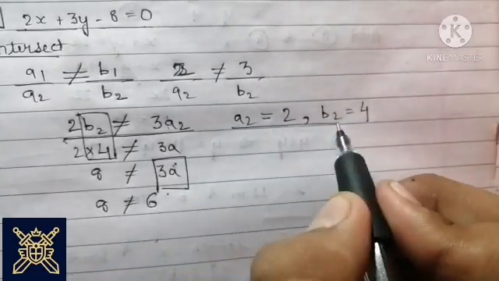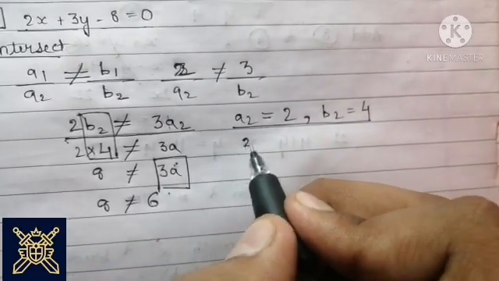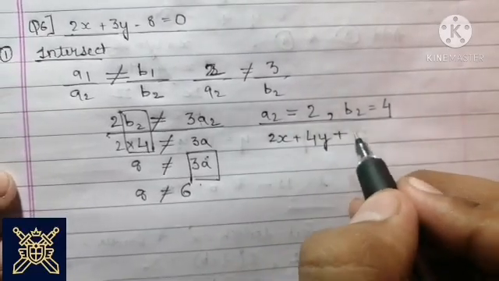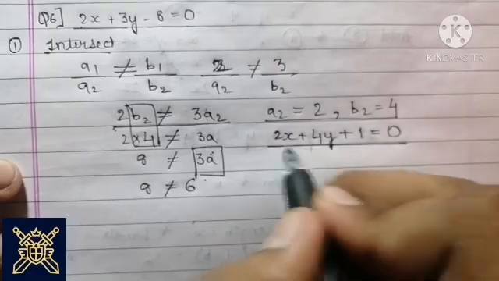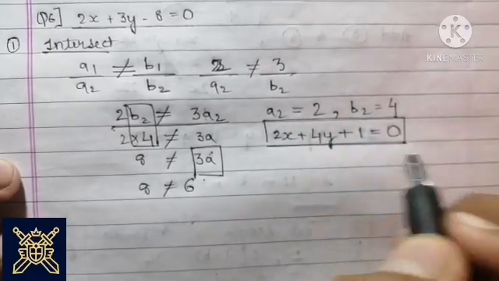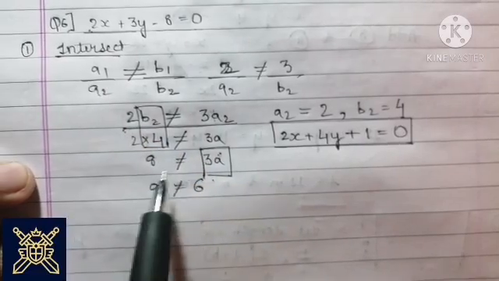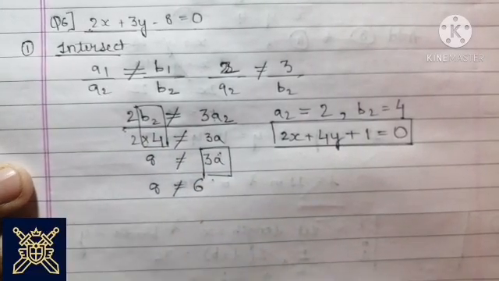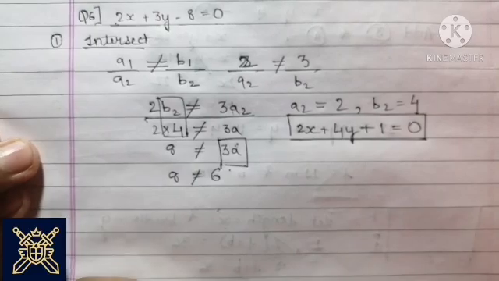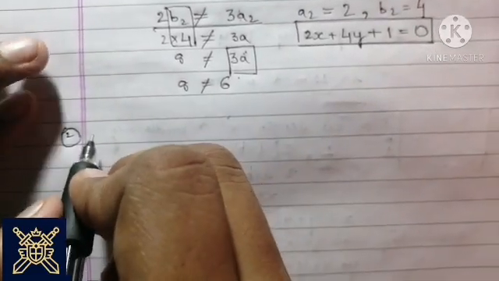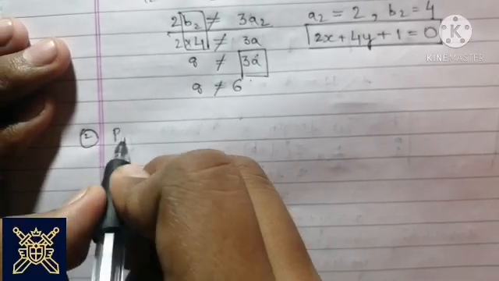Now using these two we can form the equation. So 2x plus 4y plus any constant, say 1, is equal to 0, and this particular equation will intersect the first equation because these particular values that we have calculated are in our favor. So now let's move on to the second part. In the second part, you have to find the equation so that the lines are parallel.